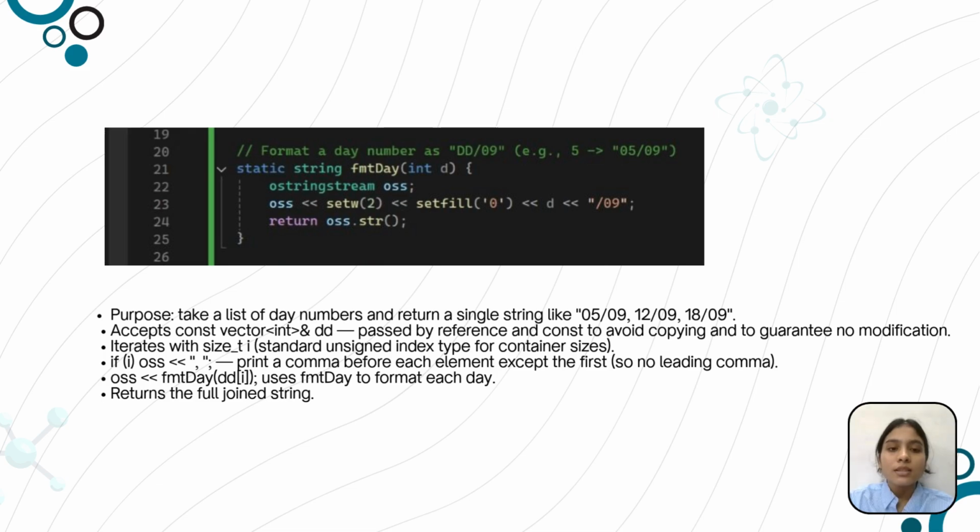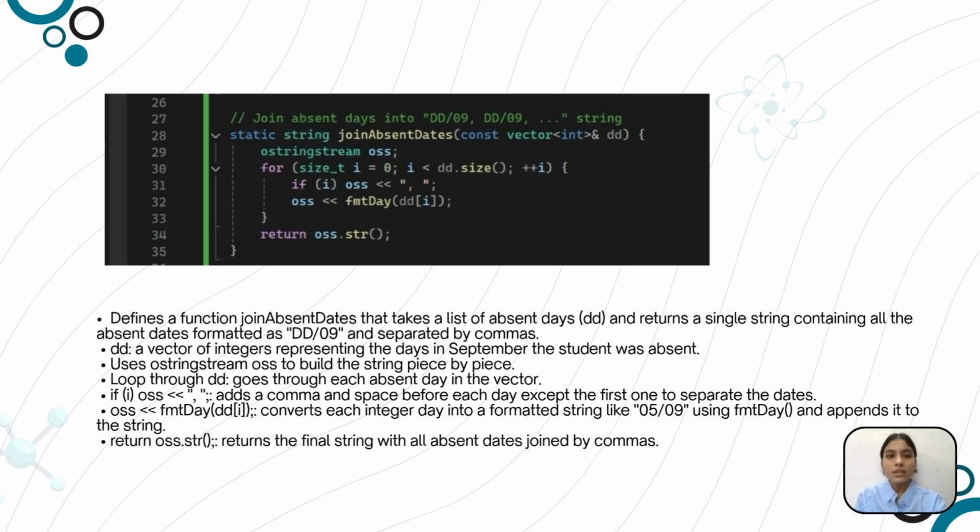05/09, 12/09, 18/09. Now, this function called joinAbsentDates takes a list of absent days for a student and returns them as a single string. It goes through each day in the list and formats it using the fmtDay function, which turns a number like 5 into 05/09. A comma and a space are added between the dates except before the first one. Finally, the function returns the complete string like 05/09, 12/09, 18/09, which we can display in the attendance summary.